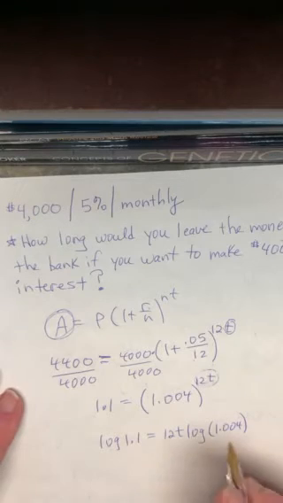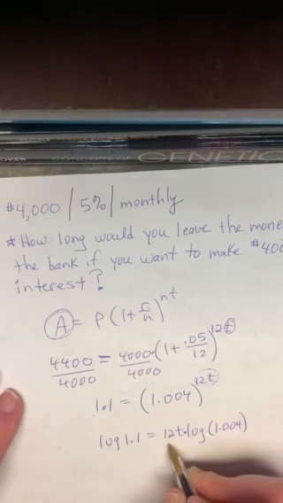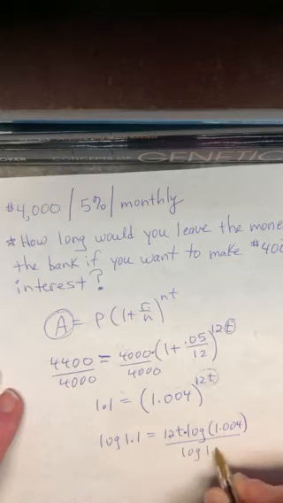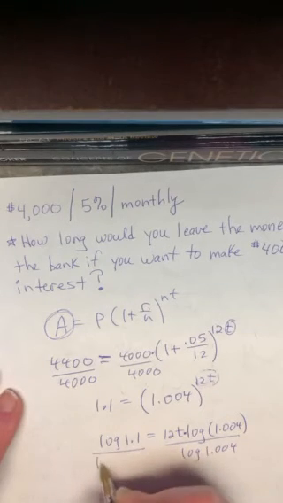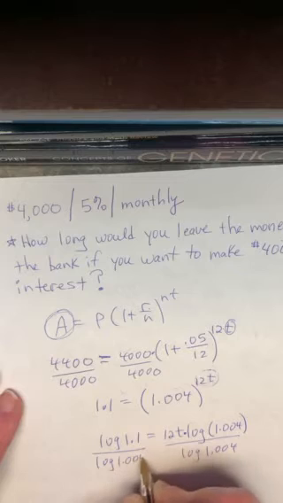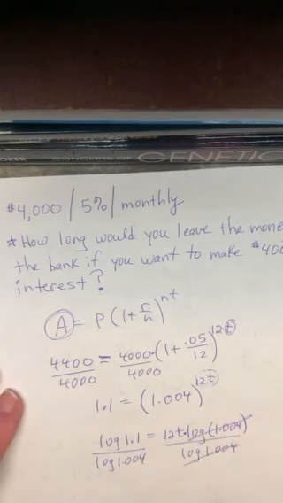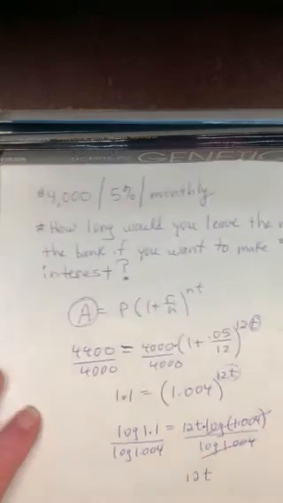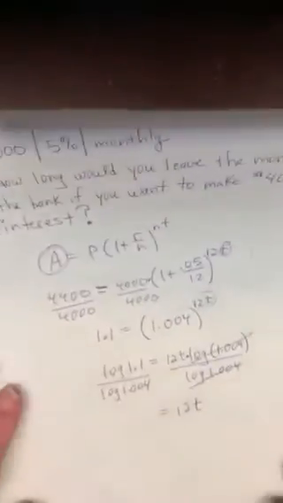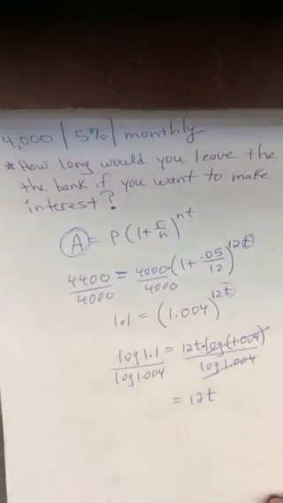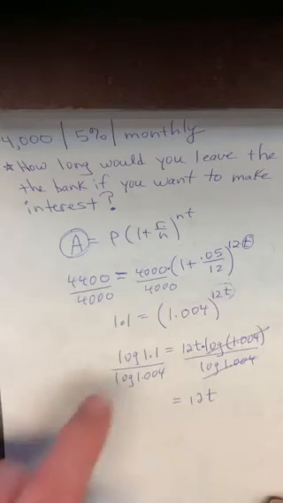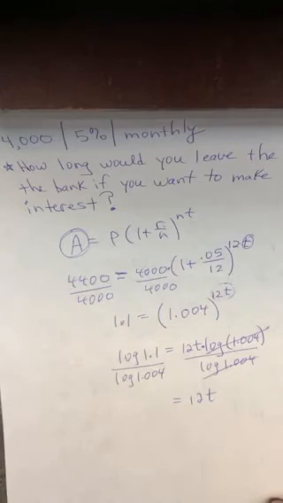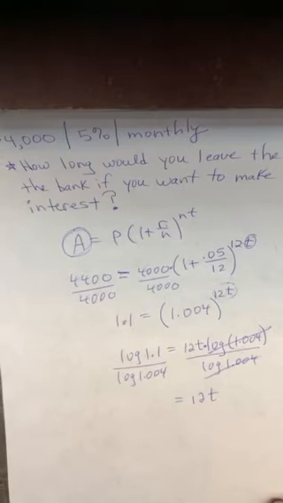All right, guys. Now there's a dot connection here, so I'm going to divide by the log of 1.004, divide by the log of 1.004. Those would cancel, and I've got 12T equals, how about that? You were sitting there working at the bank, and you got to pull out a calculator and use the log button. Who would have thought it, huh? You got log 1.1, enter, divided by the log of 1.004, enter.